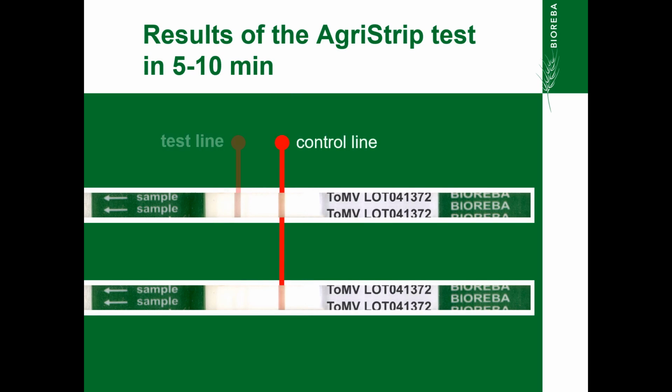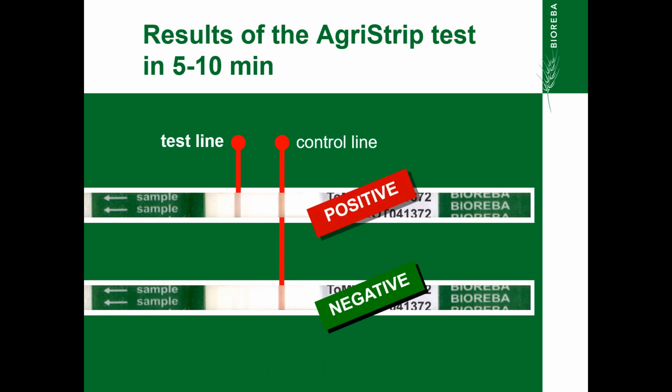The upper line is the control line, the lower line is the test line, and this upper line shows you that the test worked. Only one line, the test is negative. If you have two lines, the test is positive.